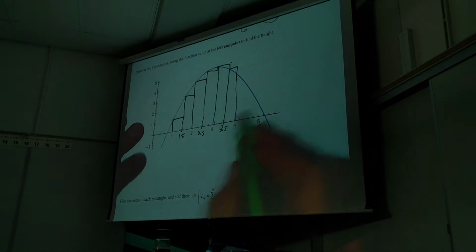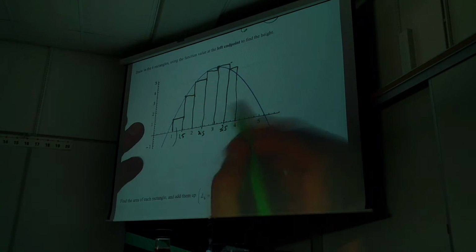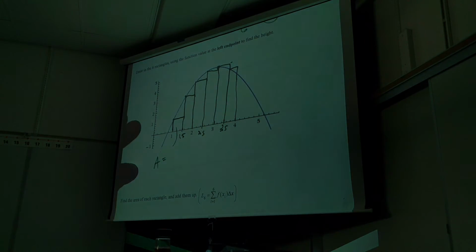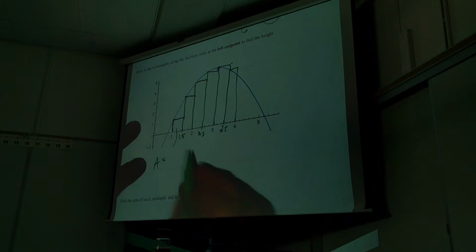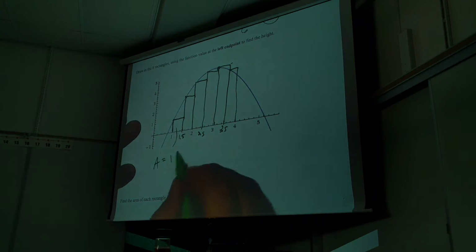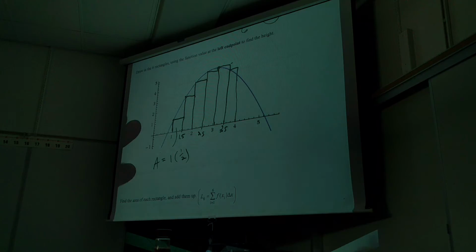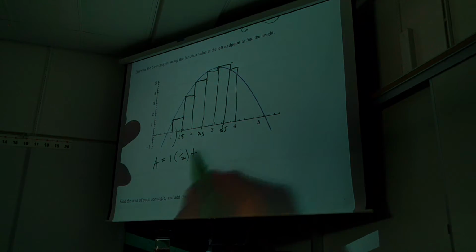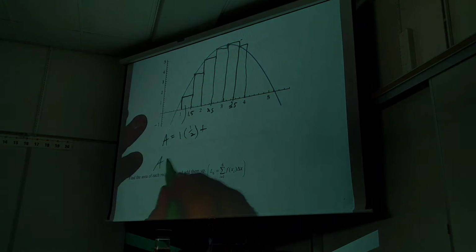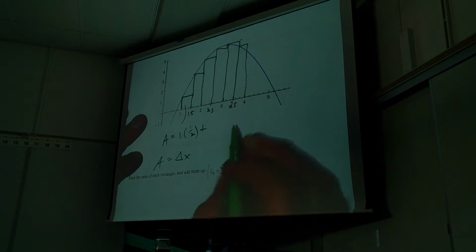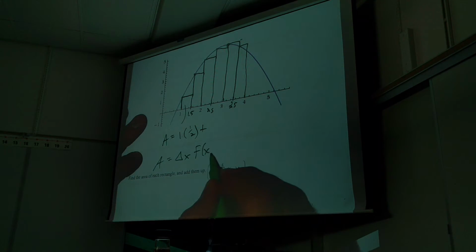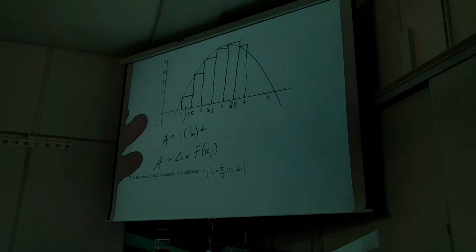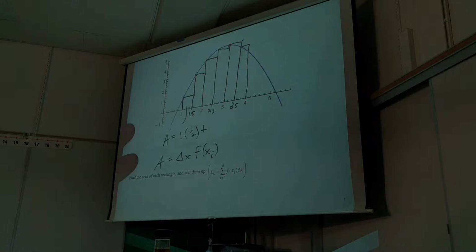Somebody help me out. What is the area of that first rectangle? So 25 times 1. Yeah, the height is 1, and the width is 1/2. Plus the second rectangle. So let me say this in general. In general, the area of each rectangle is going to be the width times the function evaluated at xi. So this is where I want to be a little more technical.